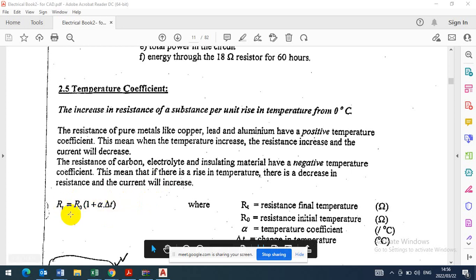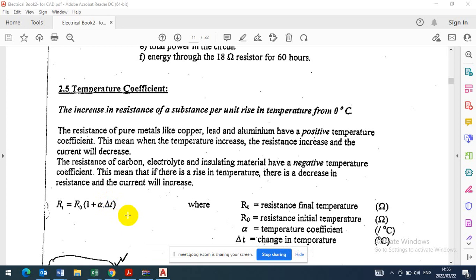Let's say from this equation, I'm asking for T2. How can you make T2 the subject of the formula? Remember delta T, this triangle T, means TF, which is final temperature, minus TO, which is original temperature or the initial temperature.